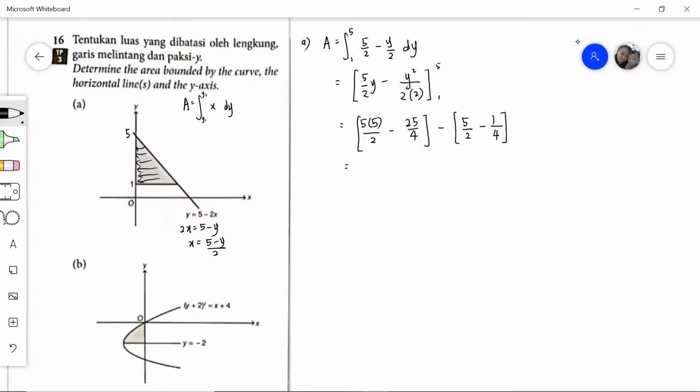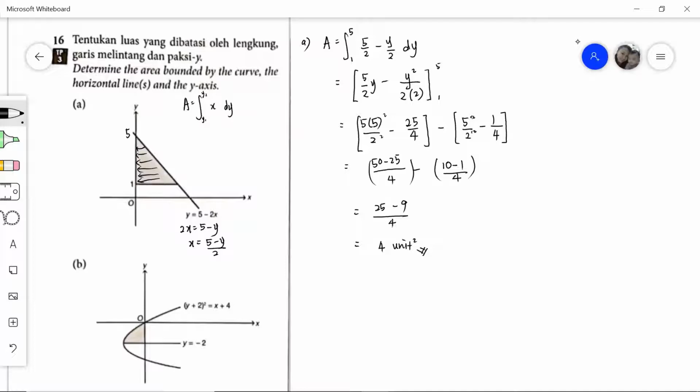Okay, so let's find the lowest common multiple. Times 2 on both numerator and denominator. So now we have the lowest common multiple 4. So up there we will have 50 minus 25. And at the same time over here, also the same thing, we multiply 2 on both numerator and denominator. So we will have 10 minus 1 over 4. Okay, so we have 25 over 4 minus 9 over 4. So we can combine it. 16 over 4, divided by 4, the answer is 4 units squared.